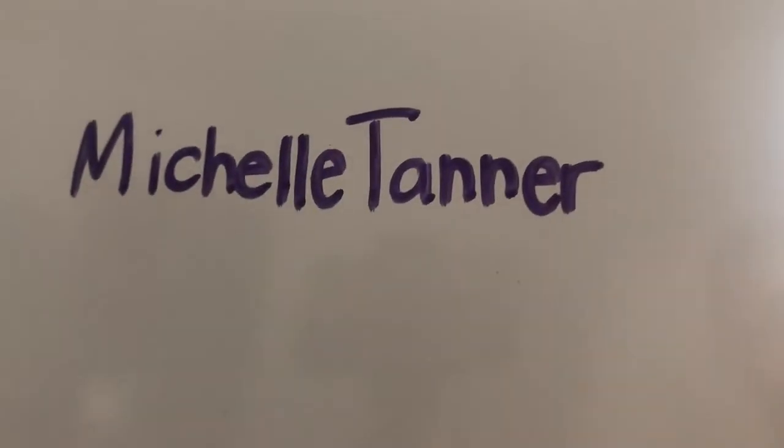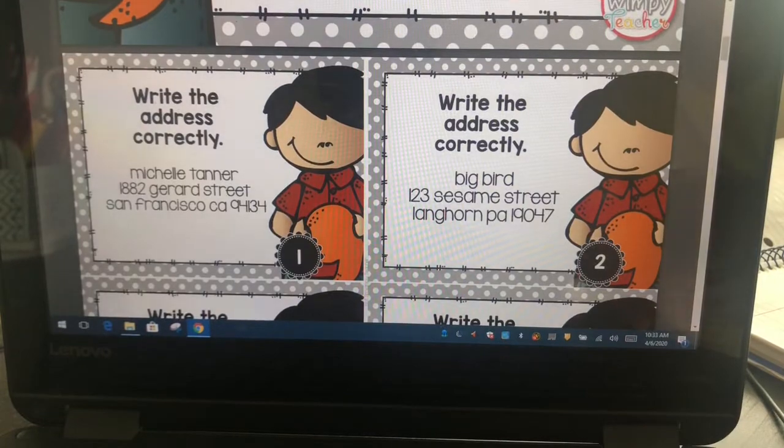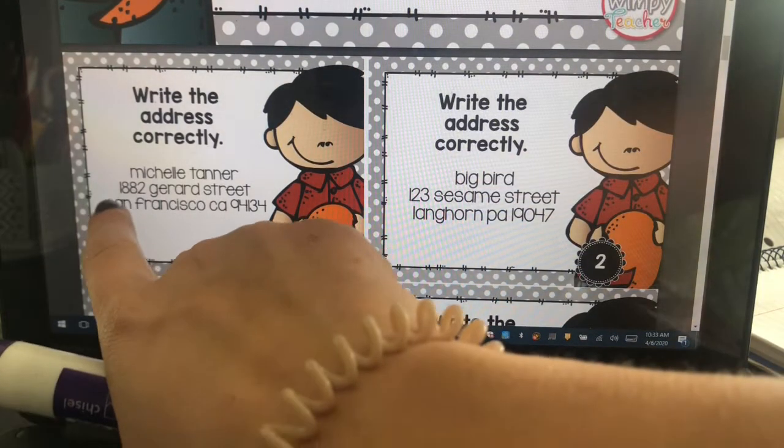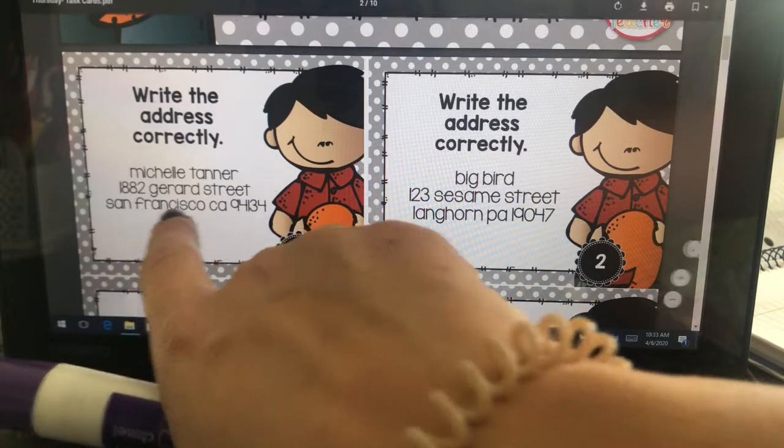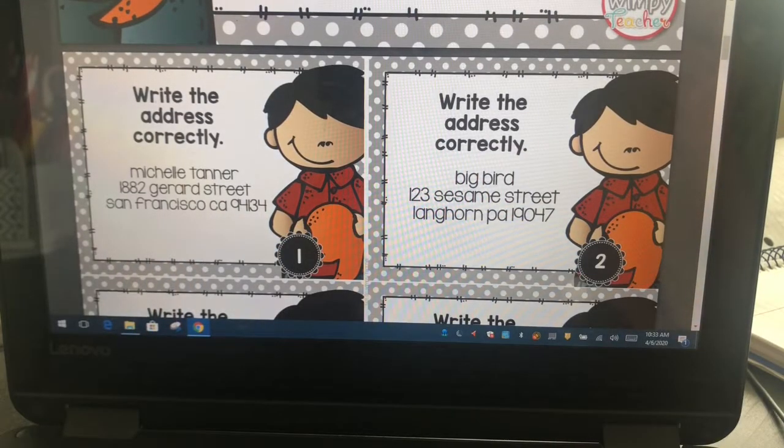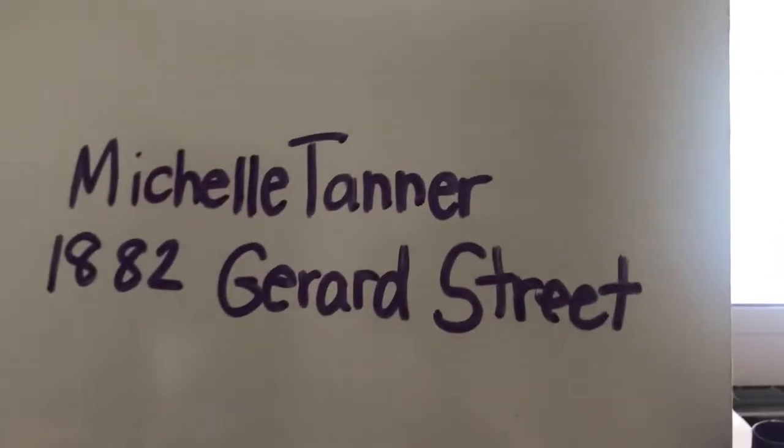So I'm going to start with my whiteboard with her name, Michelle Tanner. Then the second line, I'm going to write the 1882. And now when it comes to Girard Street, can you remind me, do I need to capitalize the name of a street? If you said yes, you are correct. So I'm going to write 1882, capital G for Girard, capital S for street. And then going down to our third line, but before that, this is what our board looks like.